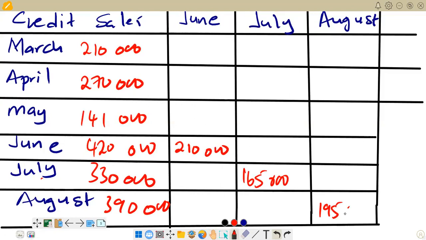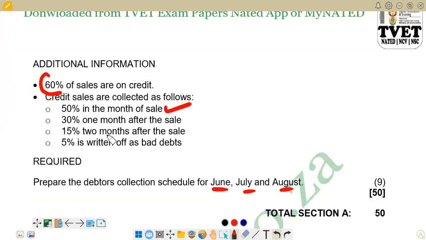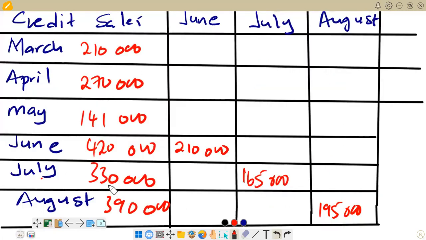So this is what we have in terms of the first explanation there, or the first allocation, that we have 50% in the month of sale. Then 30% in the month after the sale. What does it mean? It means 30% of the credit sales of March will be received 1 month after, which means they will be received in May. So what does it mean? We have 30% there. It means the months in demand are June, July, and August.